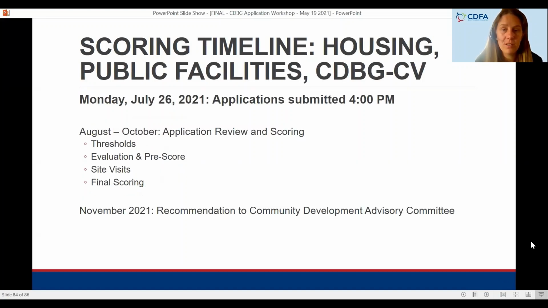So just to conclude, the majority of this workshop today focused on housing, public facilities, and then also housing and public facilities that could be supported with the CDBG-CV funds. For all of those applications, any housing project you're thinking of or a public facility project, we need to receive those applications by no later than Monday, July 26th by 4 o'clock, and that is a hard application deadline.